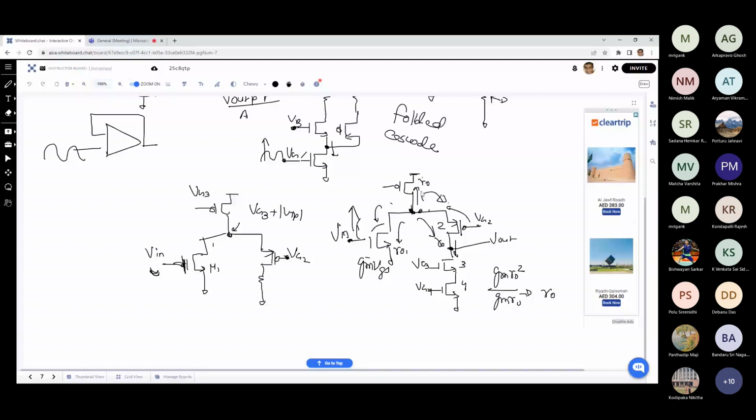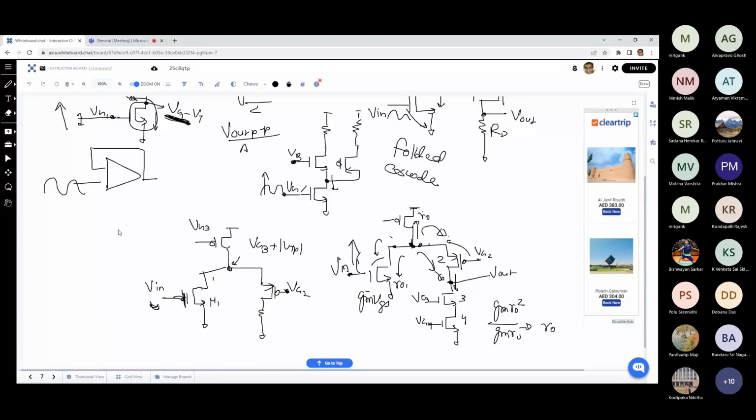Now at this node I have a small signal current. It is getting divided into 3 ROs: the RO of this MOSFET, the RO of the other branch, and the RO provided by the current source. So it will get divided by a factor of 3 rather than by a factor of 2. That's the only thing. But that is not a big disadvantage because the gain is of the order of GMRO whole square. So that is not a big problem. Is that clear? Any question before we proceed further?